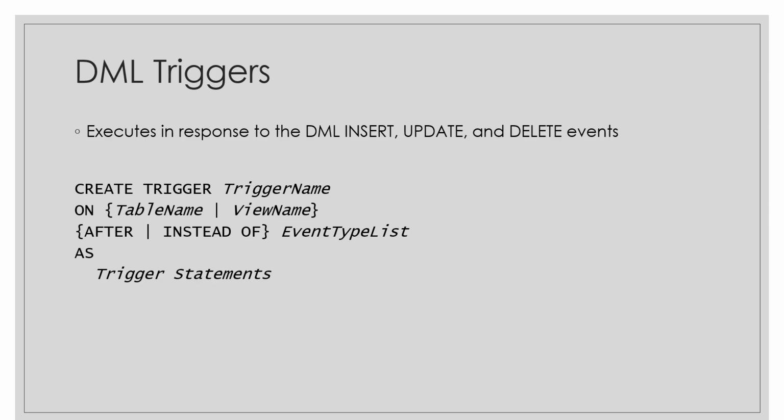So after trigger, they prefer to use that word now, because it kind of makes it clear that this is happening after the event has already taken place. Can anybody imagine what we might have a use for an instead of trigger? Well, the most common thing I've encountered for an instead of trigger, remember it says we can do triggers on tables and views, right? Can you normally insert data into a view?